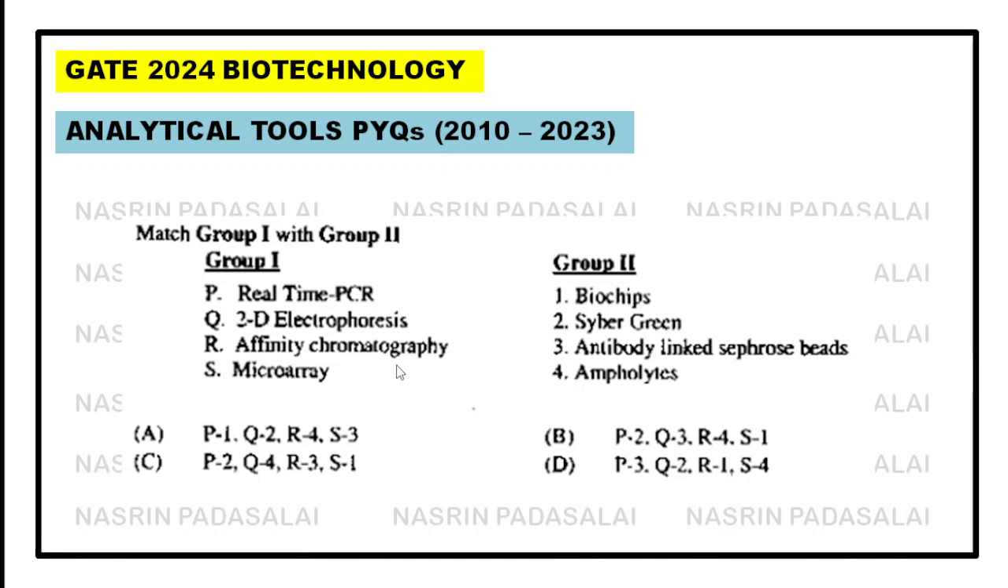Regarding affinity chromatography, generally they will be employing antibody-linked Sepharose beads for separating your various substances. Okay, so it is based on the affinity between the analyte and the substance being detected. So that comes under affinity chromatography. Next is microarray. So we all know in microarray we will be employing chips, so biochips. Okay, so correct answer is option number C.